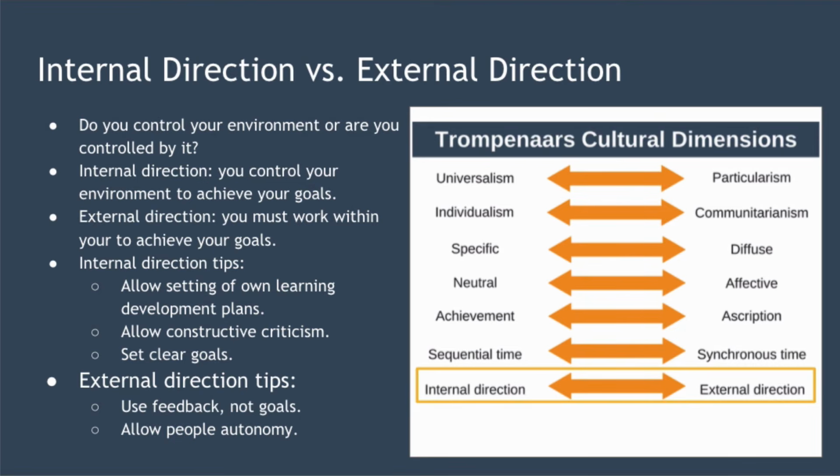So some tips for working with internal direction cultures. Allow people to set their own learning development plans. Allow a degree of constructive criticism. And make sure to set really clear goals and objectives. And some tips for working with external direction cultures. So rather than setting goals, give feedback so people can correct their course en route. And finally, allow people autonomy to use their relationships to achieve results.